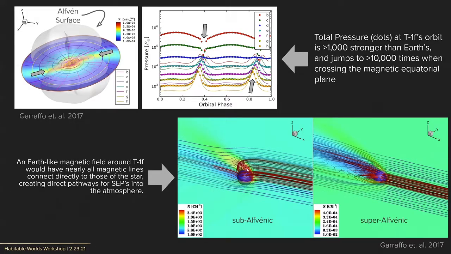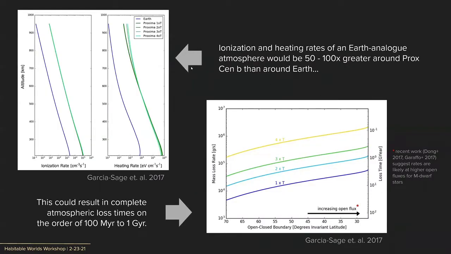However, the main thing that I want us to focus on here is that these magnetic field lines from the star are connecting directly to those of the planet, which means solar energetic particles and ions coming from the star are able to travel directly along these lines and into the atmosphere, which is actually able to accelerate escape processes rather than helping to protect the planet from escape processes. But how exactly does that work?